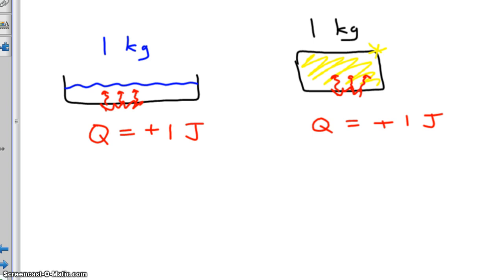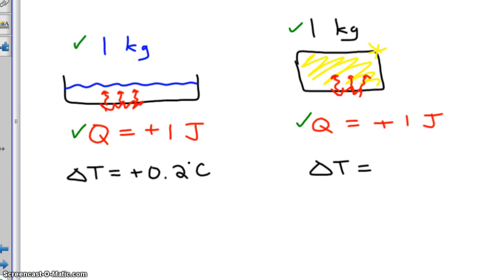What do you think? If the mass is the same and the amount of absorbed energy is the same, should they have the same rise in temperature? Actually, the answer is no. You will be shocked, maybe. The water rises by about 0.2 degrees Celsius. And the gold, on the other hand, rises by a whopping 7.7 degrees Celsius.